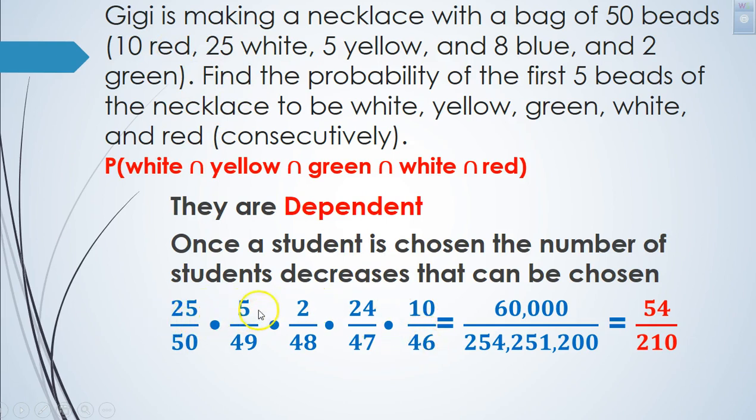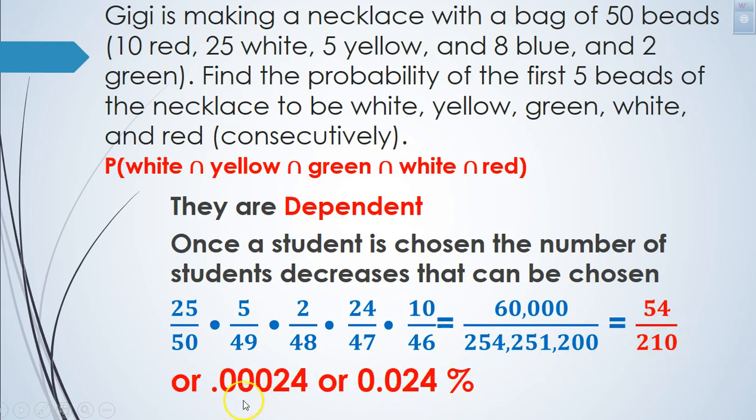So then we multiply all these numbers across the top, we put that on top, we multiply all these numbers across the bottom, and that's our denominator. So when I do this in the calculator, I would divide the 60,000 by this 254,251,200. That would reduce to 54 over 210, and that's 0.00024. And remember here, we're moving our decimal 2 places to the right to turn it into a percentage. So this would be 0.024%.